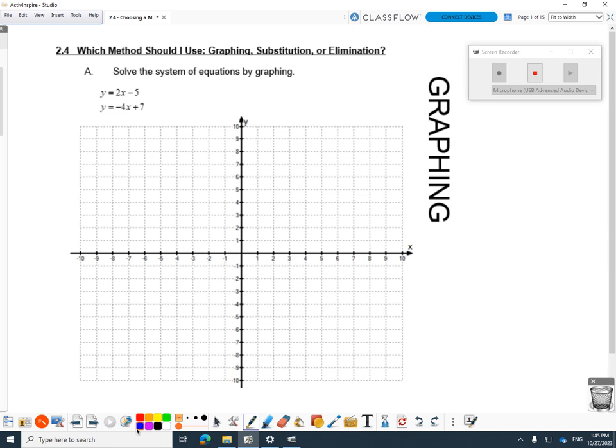Yes? You can put the cubes away too. That would be great.